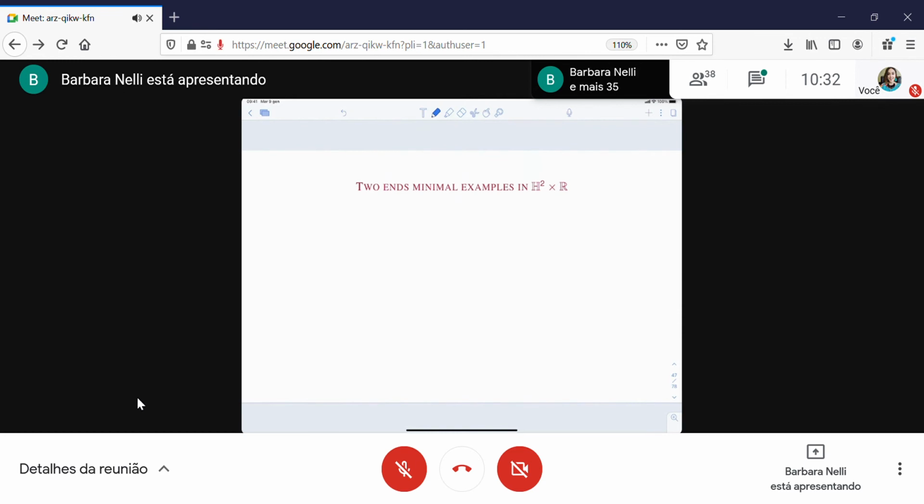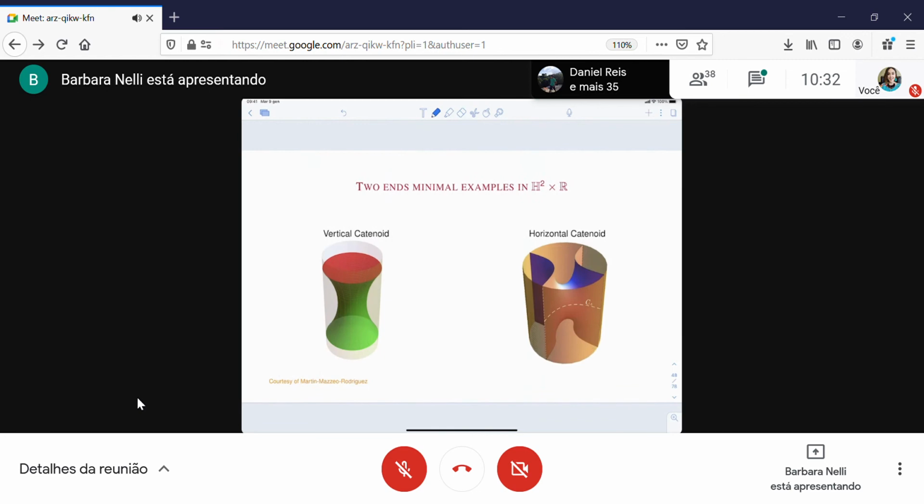Okay, so let me, before going to H^n cross R, stay a little bit in H^2 cross R, where you can see the picture easily. I told you that I want to study hypersurfaces with respect to their asymptotic boundary. There are two very nice examples: the vertical catenoid in H^2 cross R, whose asymptotic boundary is just two circles, and then what is called the horizontal catenoid, that is a minimal surface again, and it is asymptotic to two vertical, totally geodesic planes.